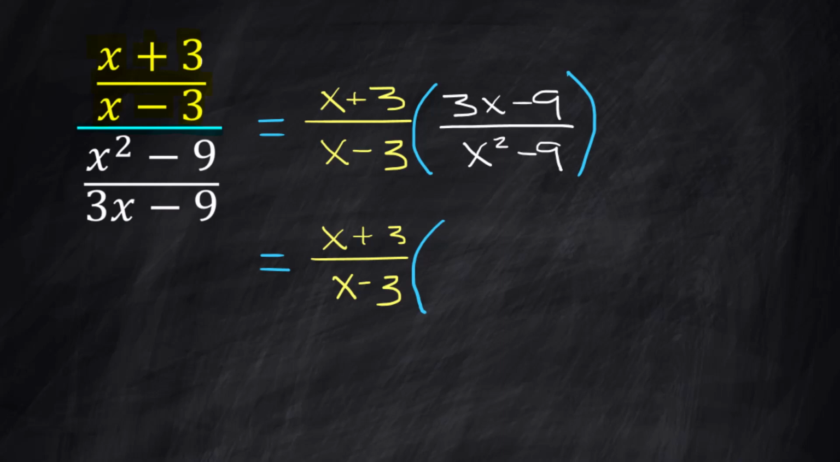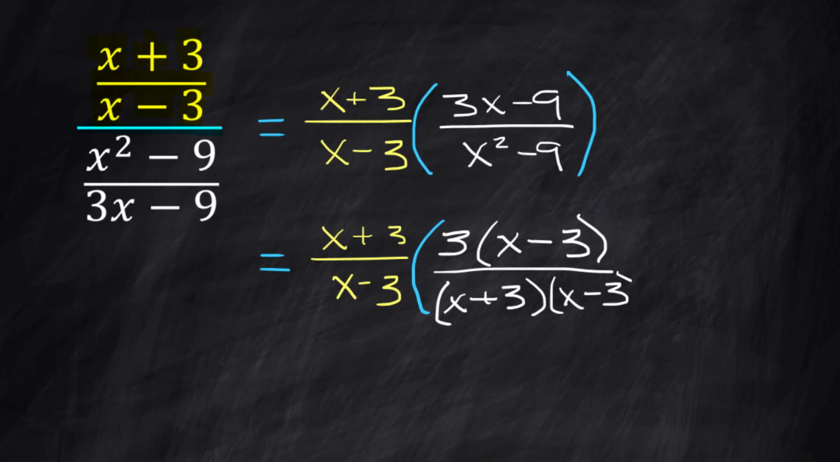So x plus 3 over x minus 3 stays the same, but I can pull a 3 out of the numerator of the second one, and that becomes 3 times x minus 3. And x squared minus 9 can be factored into x plus 3 times x minus 3. We have some stuff all over the place that can be canceled. Now remember, you can only cancel factors. You cannot cancel numbers that are being added and subtracted. Everything that's left over is the answer. In the numerator, the only thing that's left is a 3. And in the denominator, the only thing that's left is an x minus 3.